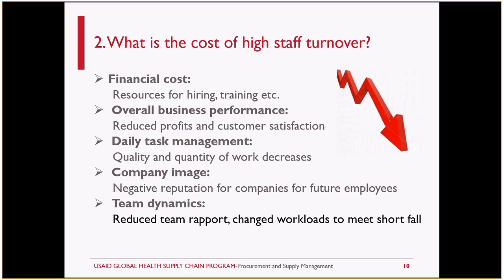One of the things that's often under considered when it comes to high staff turnover is team dynamics. So you can have reduced team rapport, changed workloads to meet the shortfall, and people feeling more pressured because of staff turnover, particularly when new staff take time to be employed and time to be onboarded for them to be productive. So particularly from this slide, I want you to be thinking about company image and also team dynamics as probably some of the under considered things in terms of the cost of staff turnover.